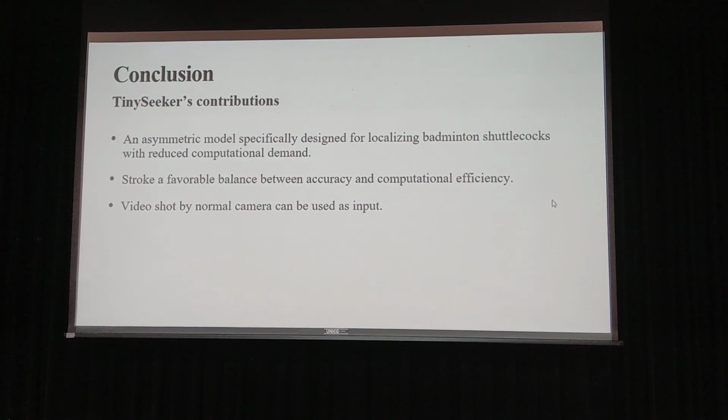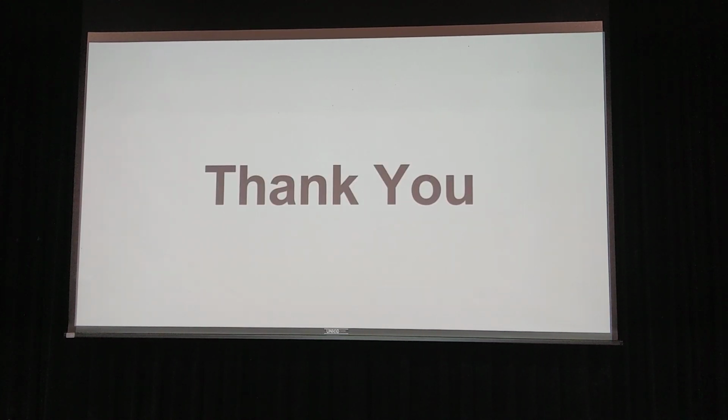In conclusion, we provide an asymmetric model that can localize the shuttlecocks without huge computation and still balance between accuracy and computational efficiency. Finally, it can locate badminton in video shot by a normal camera, which is consistent with what I mentioned in the beginning, to allow everyone to use the technique. And that's all of my report. Thank you.